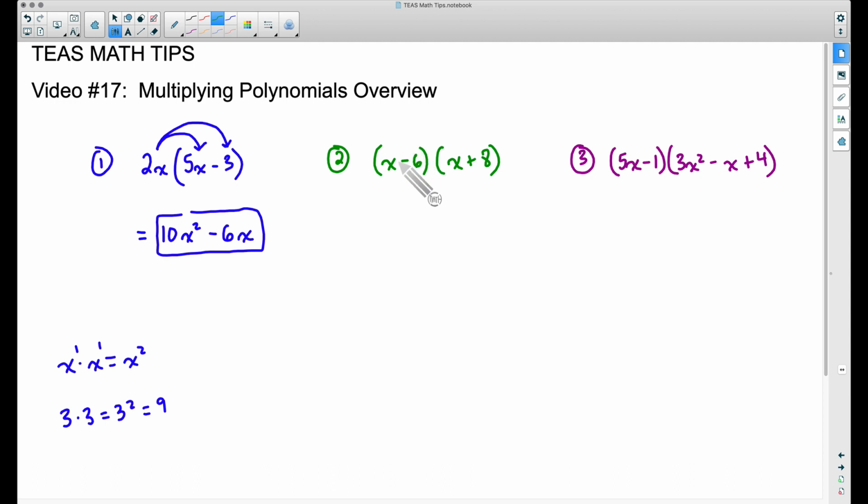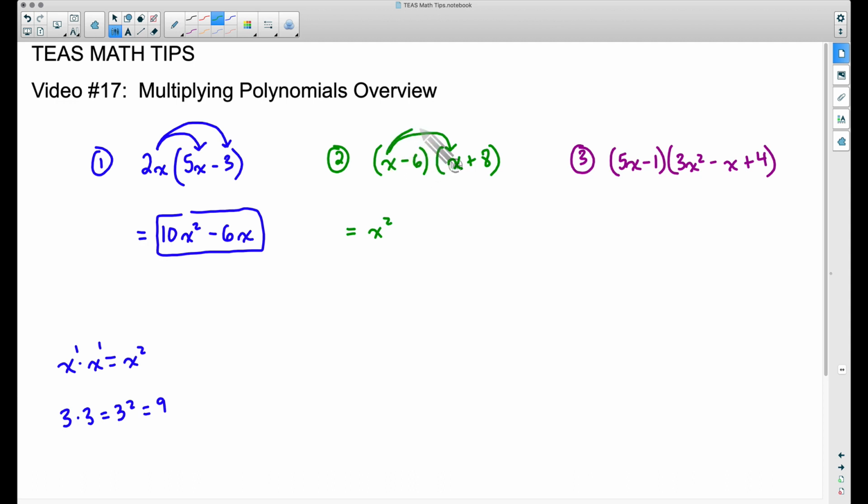Going on to number 2, we have a binomial times a binomial. And if we take the first term here and we distribute it to the first term in this other group, we will not multiply this x here by this negative 6. We don't multiply by the same terms in the group. We multiply by terms in the other group. Therefore, this x times this x, very similar. We have x squared as mentioned earlier.